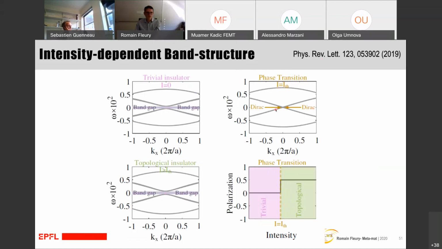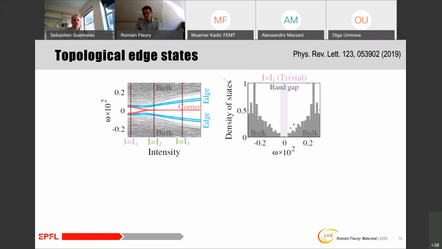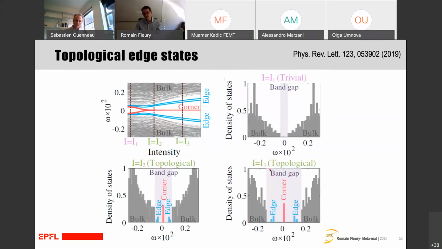Okay? So what happens is that after the threshold, so there is a closing of the band gap, and then there are two types of edge mode. There is the normal edge mode, which is itself gapped, and then corner states in the middle. So when I'm at low intensity, I just have a trivial band gap, but when I increase the intensity and cross the threshold, in my band gap I start seeing those corner and edge modes appear. And if I increase the intensity further, I increase the size of the band gap. So these are more localized. We can see this here.